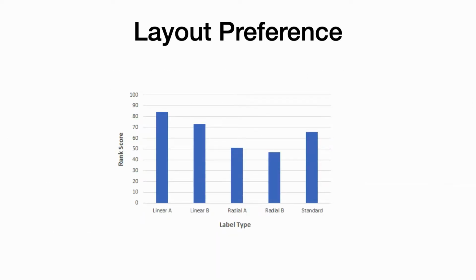We used the rankings generated by the participants and computed a rank score for each label. Higher rank scores indicate higher preference. Here we found that participants preferred the linear designs over the standard design. However, the radial designs were the least preferred. This is in line with previous studies that show that radial layouts are generally not preferred.